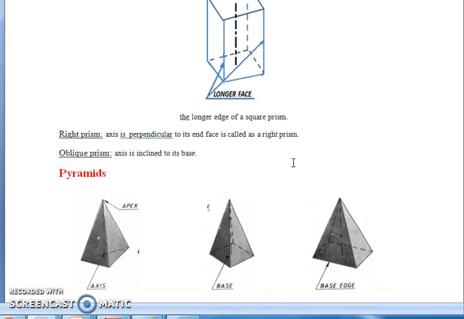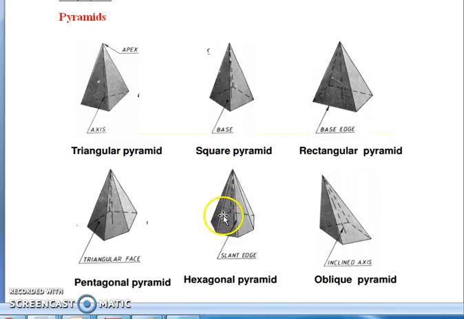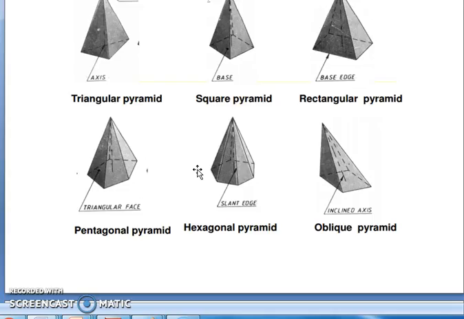Coming to the pyramid, a pyramid is a polyhedron formed by a plane surface as its base and a number of triangular faces as its side faces. All are meeting at a point. That point is known as the apex point or vertex point. Here we see 5 types of pyramids: triangular pyramid, square pyramid, rectangular pyramid, pentagonal and hexagonal pyramid. This also, based on the axis position, we can say right pyramid or oblique pyramid.